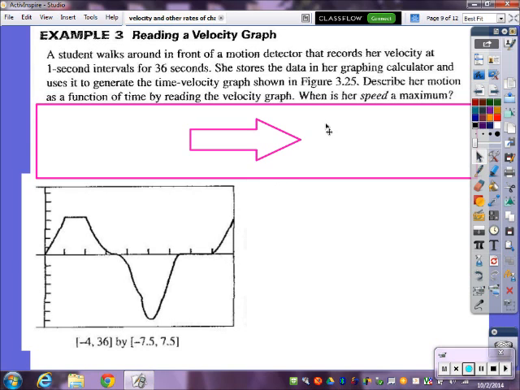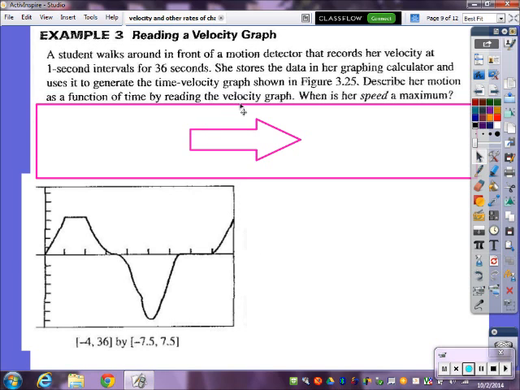And so the question is, when is her speed a maximum? And remember, speed is the absolute value of velocity. So we're not really looking at positive and negatives here. We're just looking for the greatest absolute value of the y value. So here it dips all the way down to 7.5, and it's negative 7.5. But when we're talking about speed, we only talk about the positive, the absolute value. So it would be 7.5. And here it doesn't quite reach that height. So her maximum speed would be 7.5. And let's say she's moving in inches per second. I don't think it's set up here.